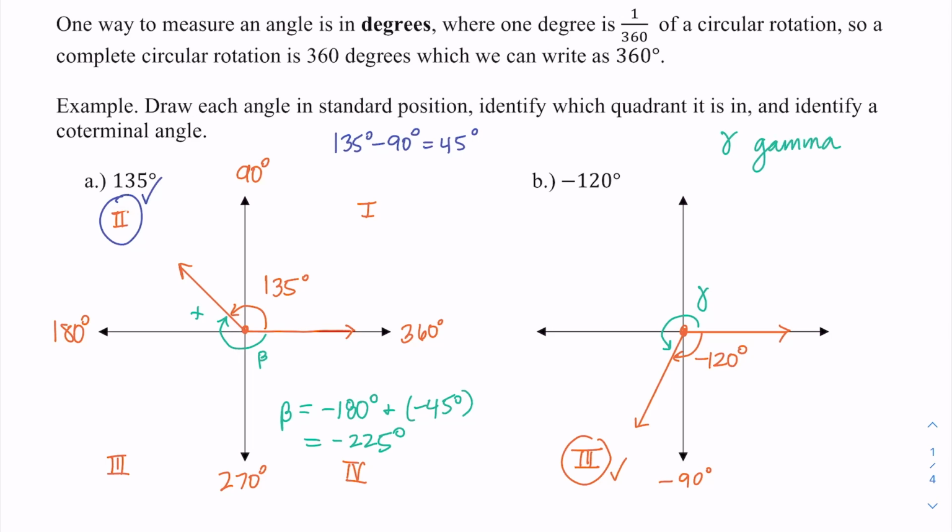So there's gamma. Well, how big is gamma? What's its measurement? Well, gamma goes through 2 full quadrants, so that's 180 degrees, plus a little bit more. Well, how much more? Let's see.